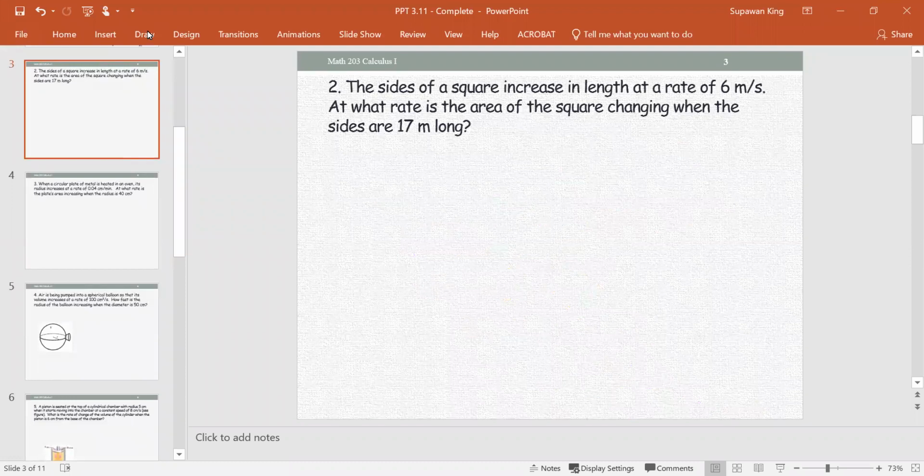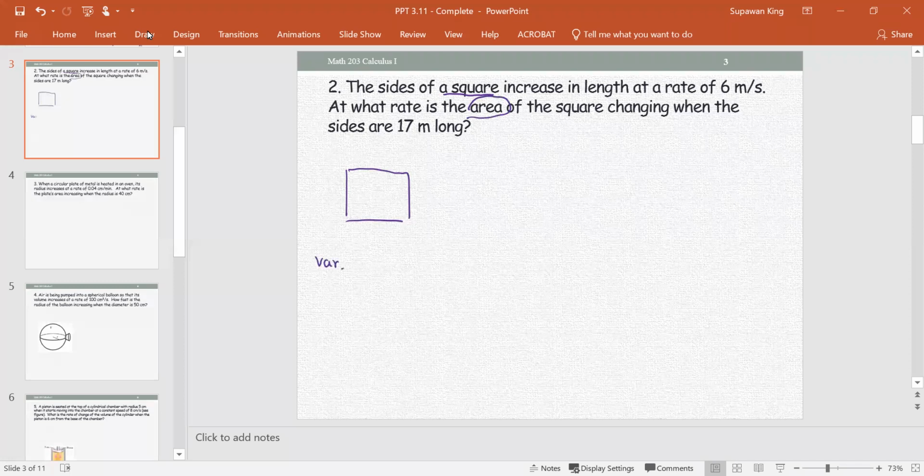Example 2. The side of a square increases in length at a rate of 6 meters per second. At what rate is the area of the square changing when the sides are 17 meters long? First of all, we are going to draw the diagram. This is about the square, so draw the square and identify the given information. We have the rate of change of the side at 6 meters per second, and the question asks for the rate of change of the area. So make a list here.